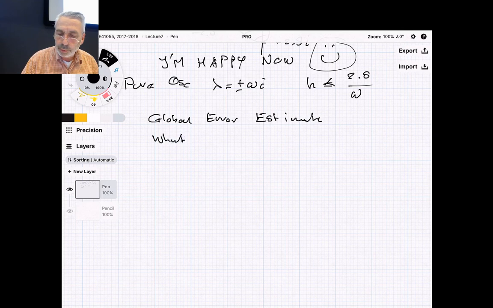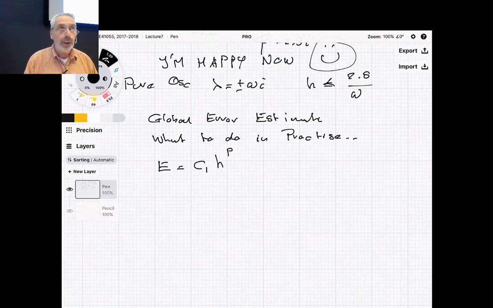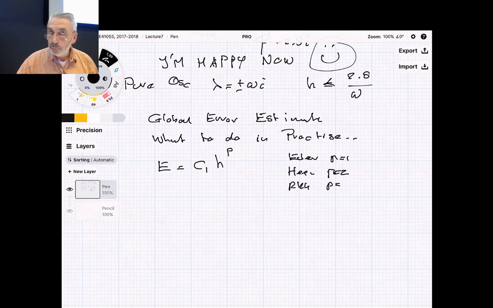So what do we do in practice? Well, we know, of course, that this error is something like C1 times h to the power p. That is the global error we make. Then for Euler, we have p is 1, for Heun, this is global error, we have p is 2, and for the RK4 we have p is 5 minus 1, 4.